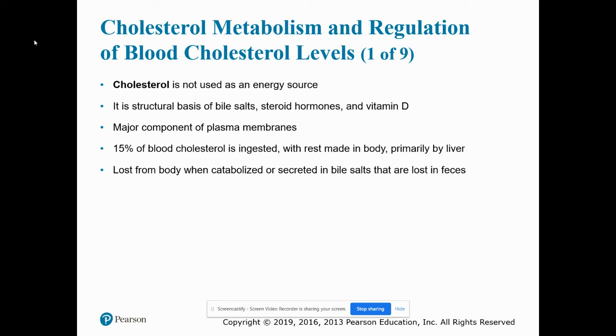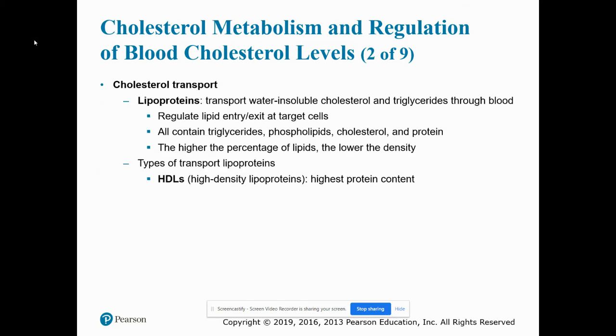First, we'll start off by saying that cholesterol is not used as an energy source. It is the structural basis of bile salts, steroid hormones, and vitamin D. It's a major component of the plasma membrane, and we only ingest about 15% of blood cholesterol. The rest of it is made in the body primarily by the liver, and it's lost from the body when catabolized or secreted in bile salts that are lost in feces.